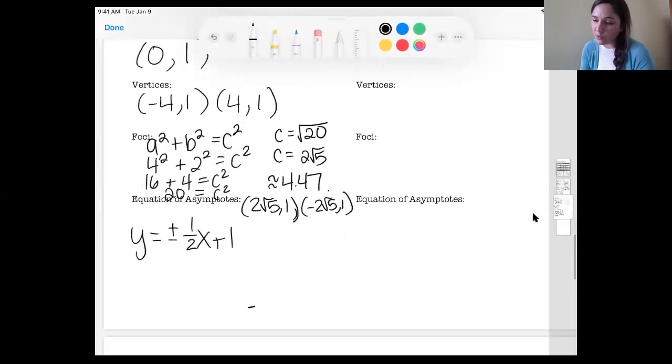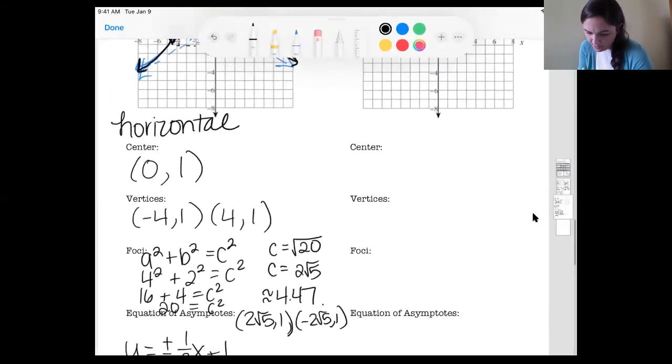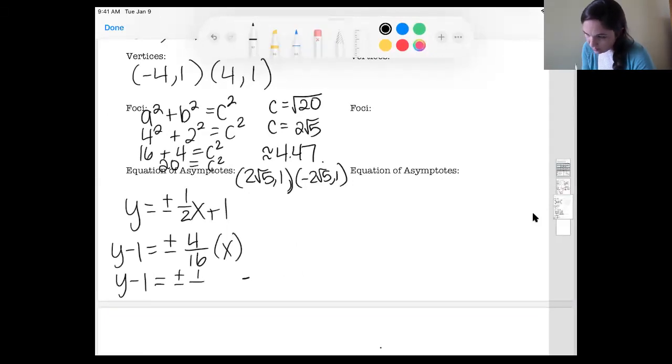Or you can use our formula. So I know it's always going to be y minus k, but in this case, that comes from our center, our 1. So y minus 1 equals plus or minus. So in this case, it'll be 4 over 16 times x. All right, and like I said, I don't mind if you leave it in this point slope form. I'm going to simplify my slope. 4/16 is 1/4 x. Oh, so this should be 4.